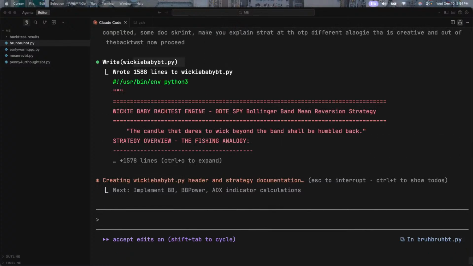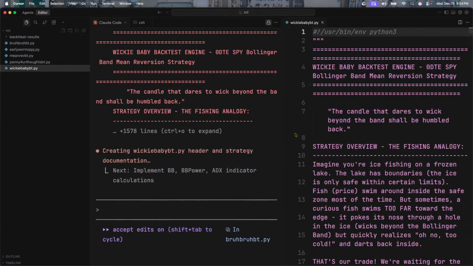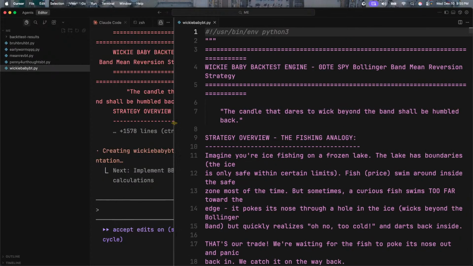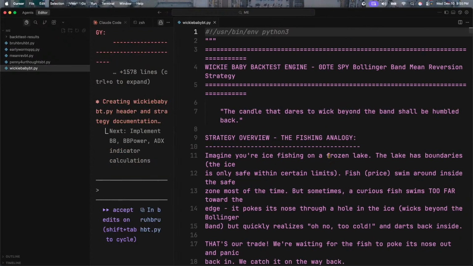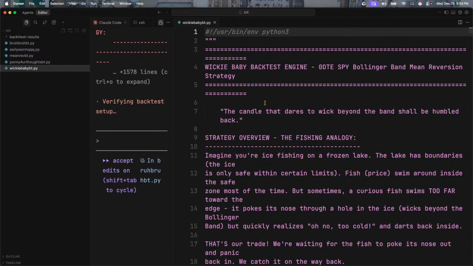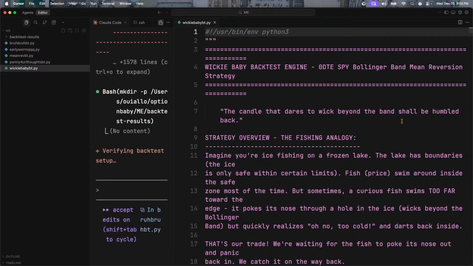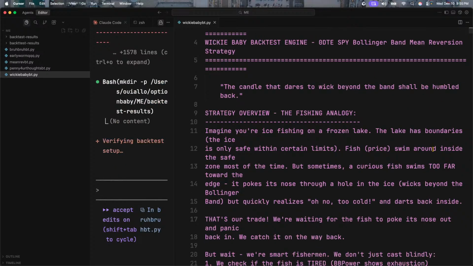SPY is the S&P 500. Okay, I can stop talking. Lord of mercy. Fishing analogy, that's where you went. Imagine you were ice fishing on a frozen lake, ice fishing, bruh. The candles that dare to wick beyond the band shall be humbled back. That's funny.